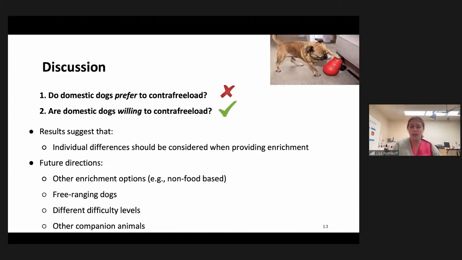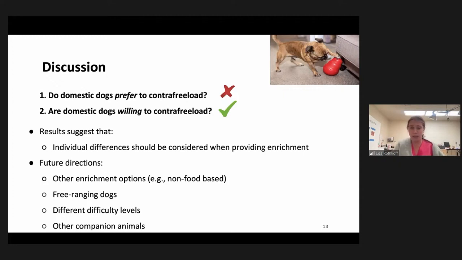And our results suggest that individual differences should be considered when providing enrichment, that owners should take this into account, and that not every dog will enjoy certain forms of enrichment, and they might enjoy some forms of enrichment more than others. Some future directions that can be taken.